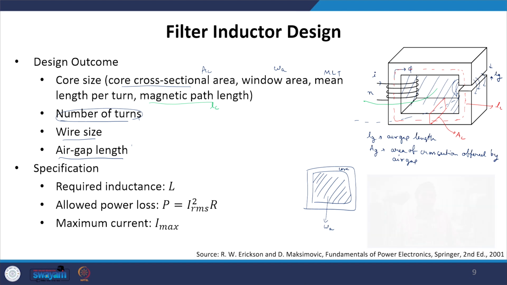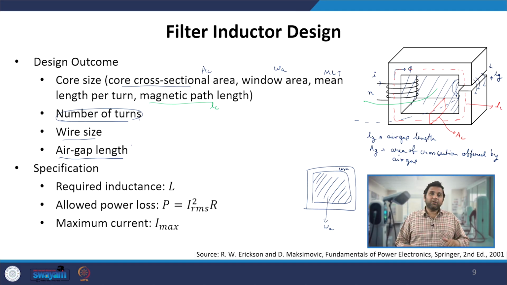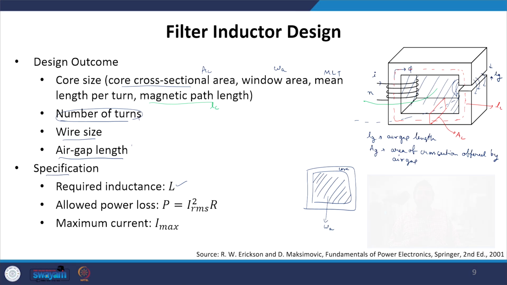So, these are some of the design outcomes which we need to find out in order to physically realize the inductor, because an inductor, just like a transformer, also has the winding and the core which will be sitting on the bobbin, as we have seen in the last lecture. Now some of the specifications we will be provided. For example, we will be knowing the required inductance we want to physically realize, because that will determine the number of turns, some of the core dimensions, wire sizes, and air gap length.